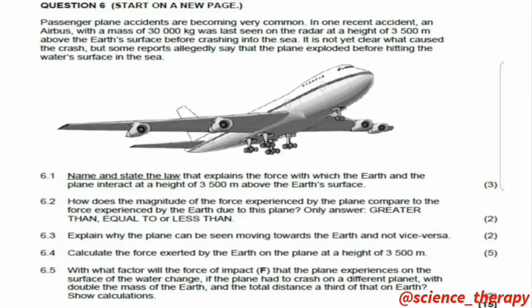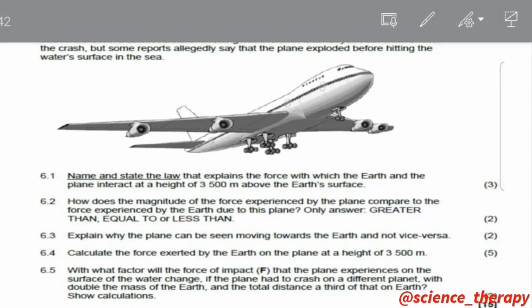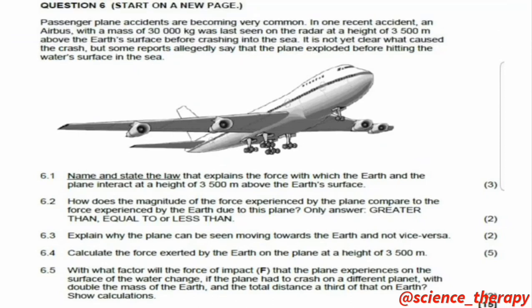Now we have question 6. It says passenger plane accidents are becoming very common. In one recent accident, an Airbus with a mass of 30,000 kg, so that becomes our mass, was last seen on the radar at a height of 3,500 meters above the Earth's surface before crashing into the sea. It is not yet clear what caused the crash, but some reports allegedly say that the plane exploded before hitting the water surface in the sea.